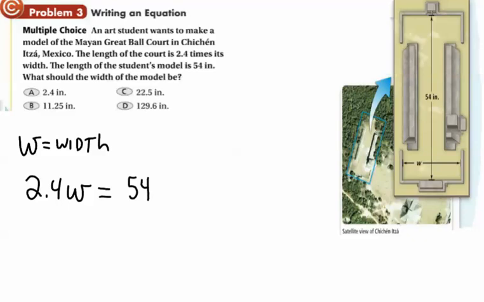Now, I don't know what I could do to help me. I could try each one of these. So I'm going to try this. I'm going to plug in 2.4 times 2.4. Is that 54? Is 2.4 times 2.4 54? I believe I get 5.6, and that's not 54. So that one's not it.